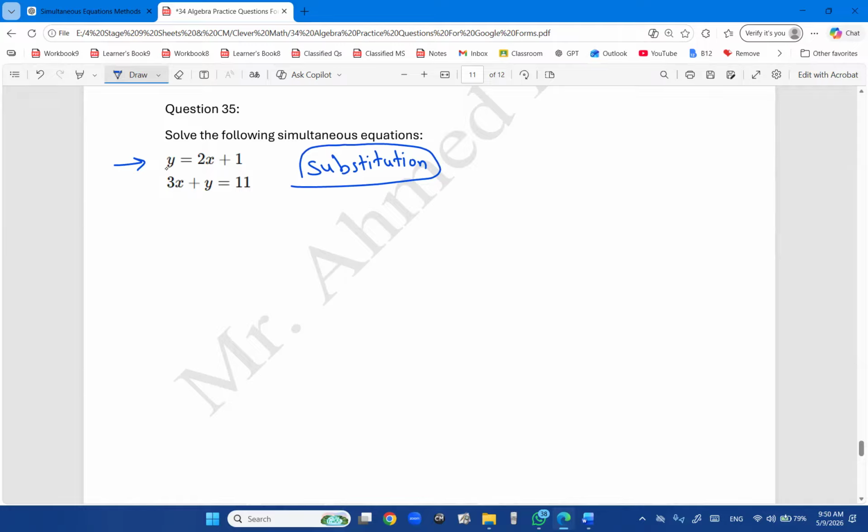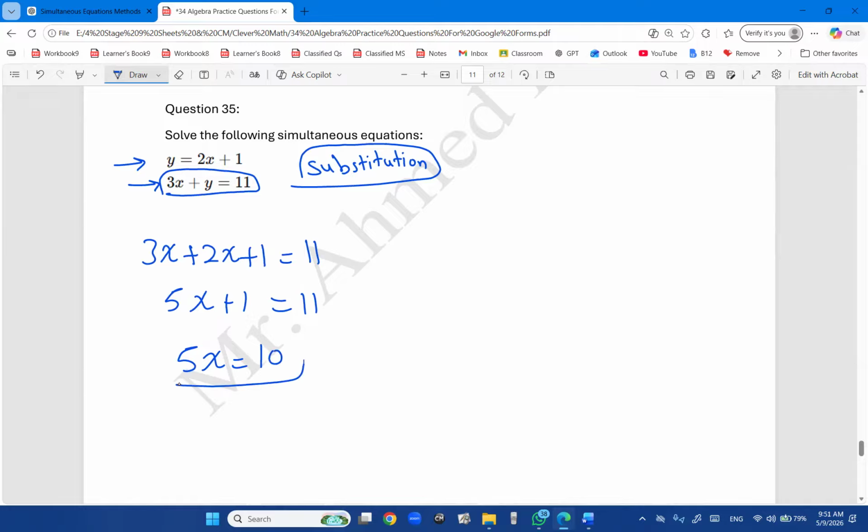I'm going to take y, because they said it is equal to 2x plus 1, and I substitute in the second equation. I remove the y and write 2x plus 1. So it's 3x plus, and instead of y, I write 2x plus 1, because they told me that y is 2x plus 1, equals 11. So 3x plus 2x is 5x, plus 1 is 11. So 5x equals 11 minus 1, which is just 10.